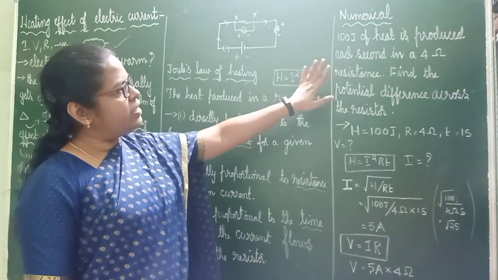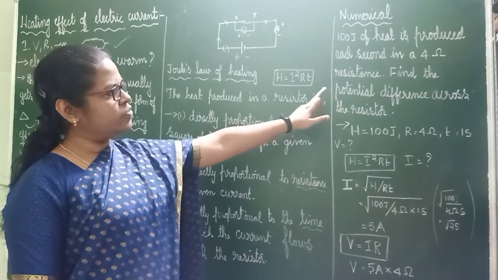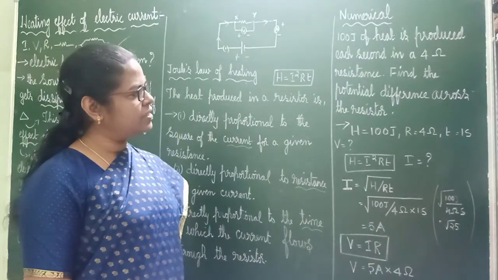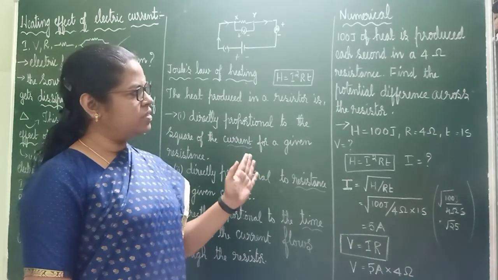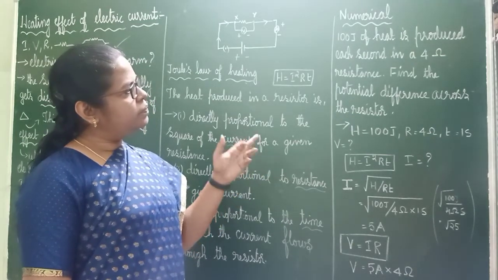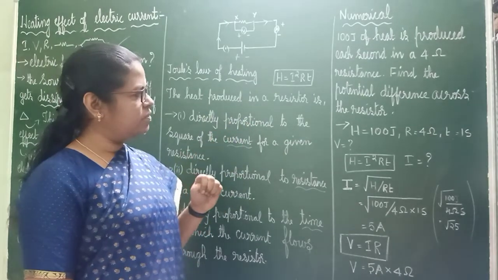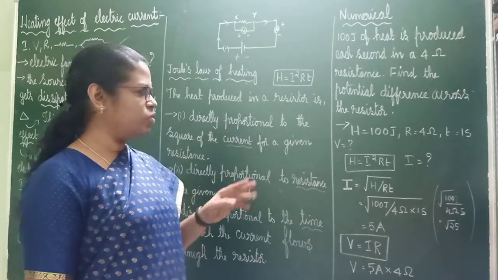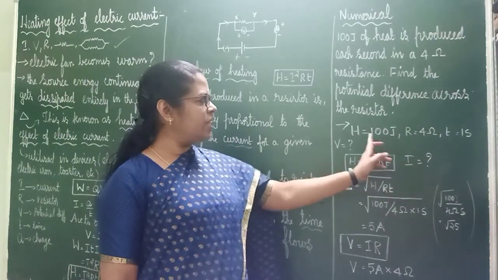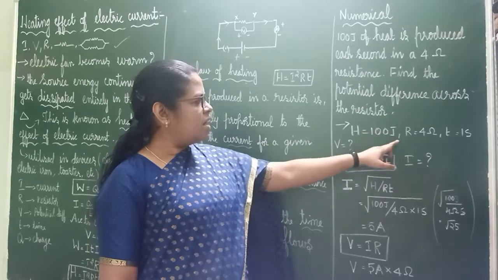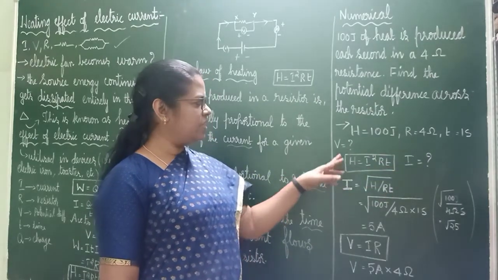100 joules of heat is produced each second in a 4 ohm resistance. Find the potential difference across the resistor. Heat they have given, 100 joules. Then 4 ohms. Time is 1 second. We should find potential difference. Using this formula, H is equal to I square RT. First we should find I. H is there, R is there, T is there, I is not there. We should find I, and then we will find V.